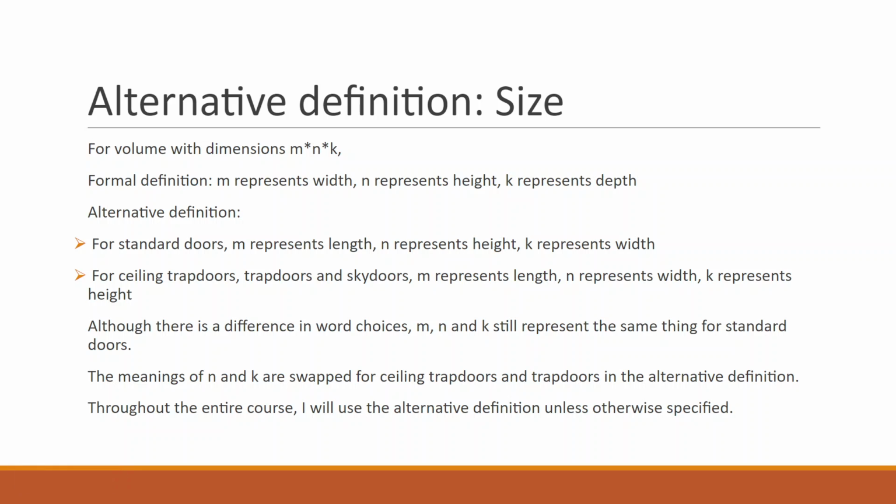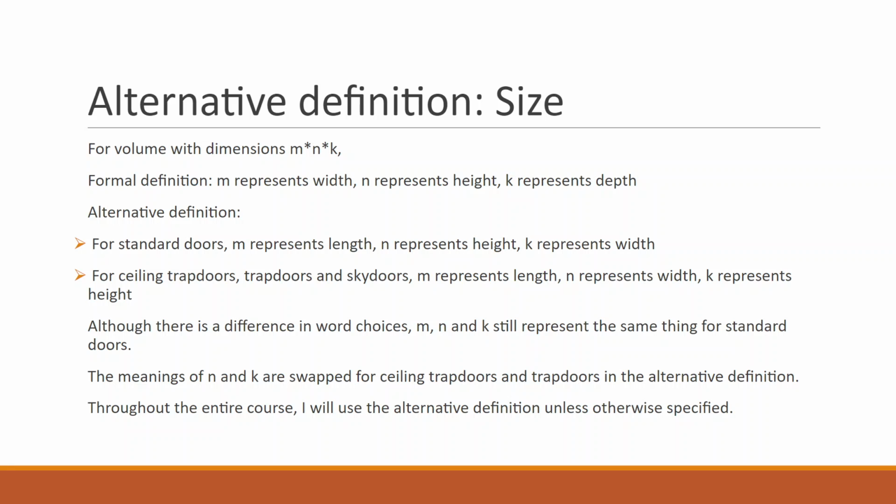For standard doors, M would represent the length instead of the width, N would represent the height, it's the same, and K would represent the width instead of depth. And for ceiling trapdoors and sky doors, M would represent the length, N will represent the width, and K will represent the height. Now, although there is a difference in word choices, M, N, and K still represent the same thing for standard doors. So it's basically just the different use of words.